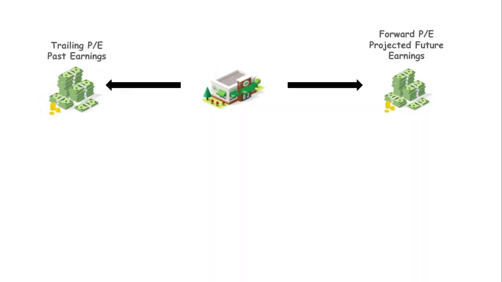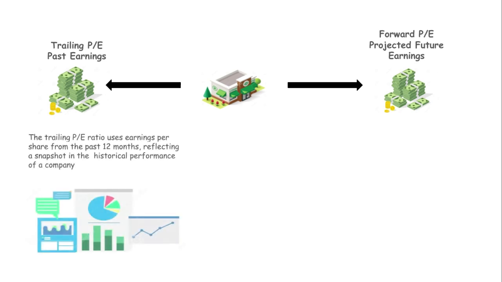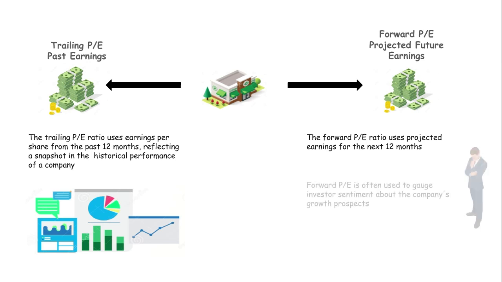Let's summarize everything we now know about the trailing and forward PE ratios. The trailing PE ratio uses earnings per share from the past 12 months, reflecting a snapshot in the historical performance of a company, whereas the forward PE ratio uses projected earnings for the next 12 months. And the forward PE ratio is also often used to gauge investor sentiment about the company's growth prospects.